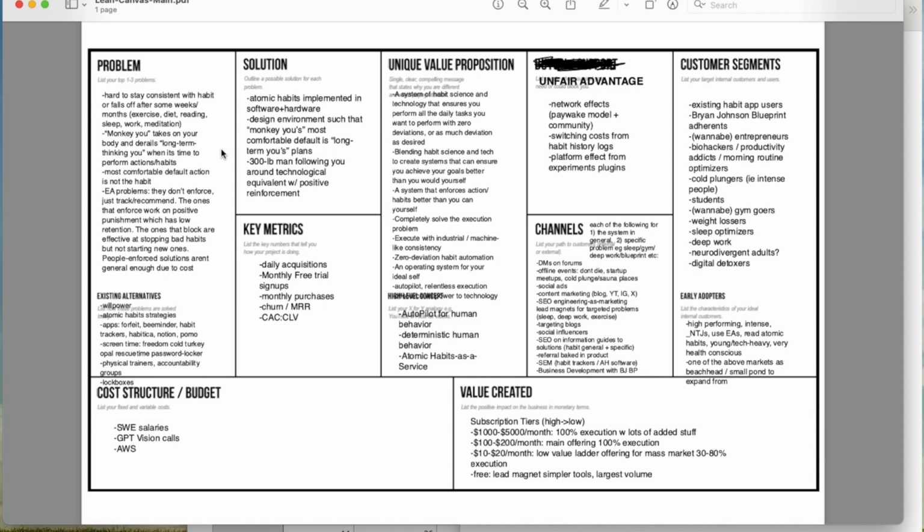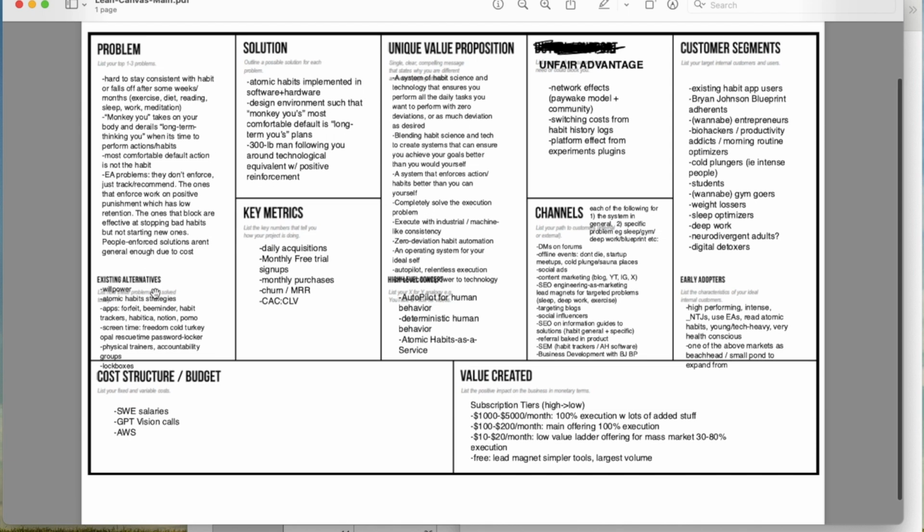And when it's time to perform actions or habits, he said, I don't give a fuck. Like, I'm not going to do that. I'm just going to do this other thing that I'd rather do, which is not aligned with what long-term thinking wants you to do and inflicts violence on long-term thinking you.